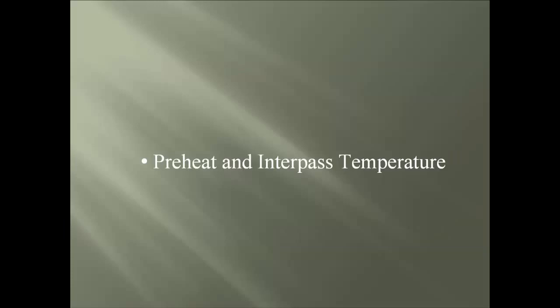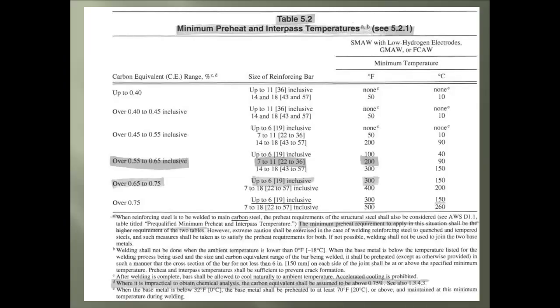Okay, we enter into another critical section of welding reinforcing steel, and that is the preheat and interpass temperature requirements. With steel plate, usually the preheat is rather low until thick material is used, but with rebar it's totally different, because this is where the carbon equivalent number we saw earlier comes into play. Here is Table 5.2, minimum preheat and interpass temperatures. And let's review the steps in using the table properly.